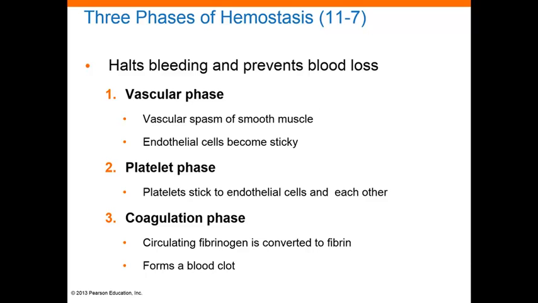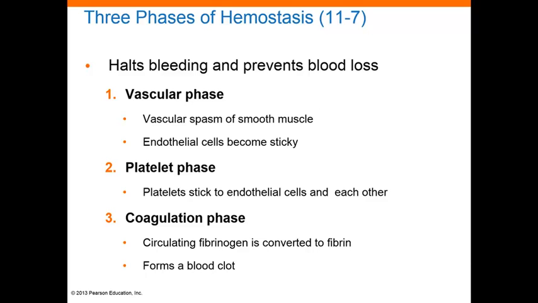So before we start talking about hemostasis's 3 overlapping phases, recall from the tissues chapter that blood vessels contain smooth muscle and an inner lining of simple squamous epithelium. A cut into the smooth muscle leads to a vascular spasm of the smooth muscle. This is going to shrink the diameter of the vessel for about half an hour. This is the vascular phase. Also, the endothelial cells become very sticky.